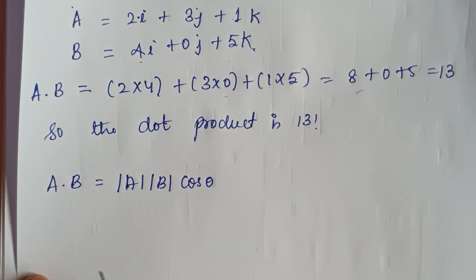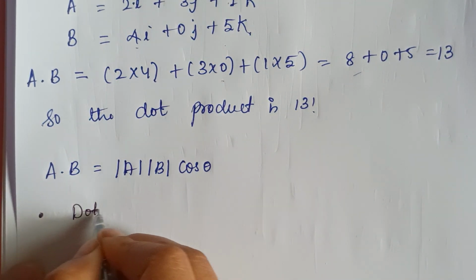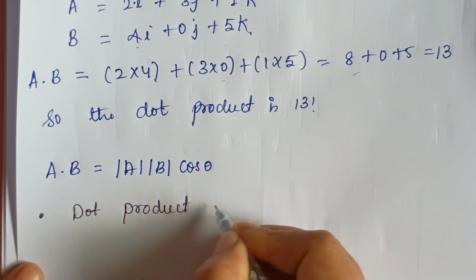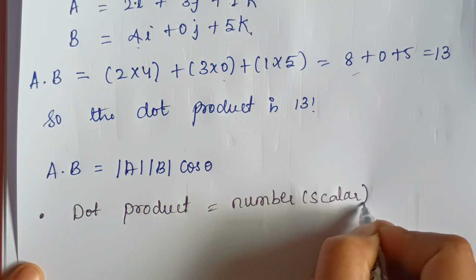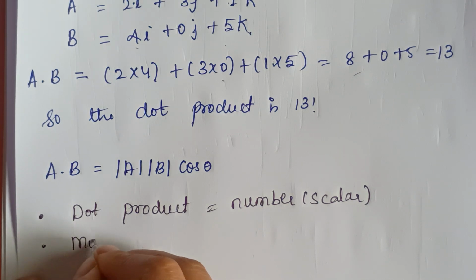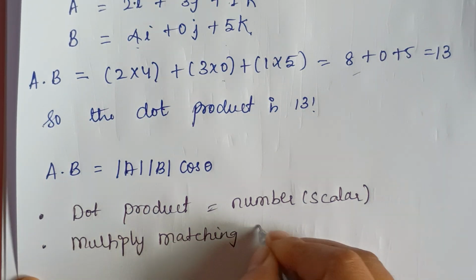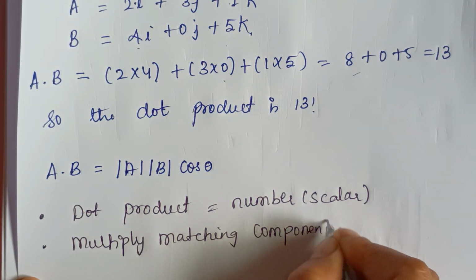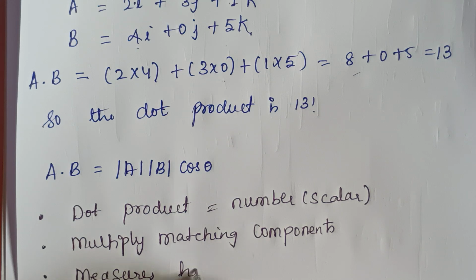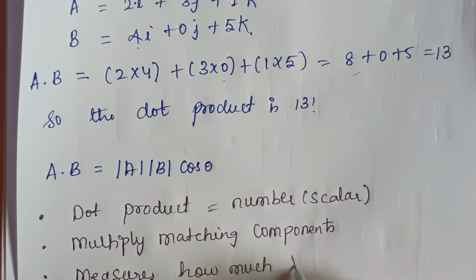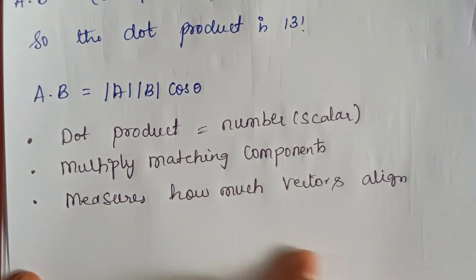So remember, the first thing I told is that the dot product is just a number, a magnitude, which is a scalar quantity. Then we multiply matching components. Then it measures how much the vectors align. This is so easy.